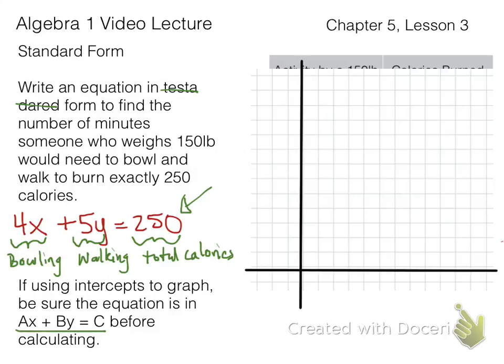So if x is bowling, then my x-axis is bowling. If walking is y, then my y-axis is walking. And let's do the x-intercept first. Again, I wasn't planning to do this, so this might go on a little longer. If you already get the graphing part, you can skip this part. But if you're still struggling with the graphing, this might help you.